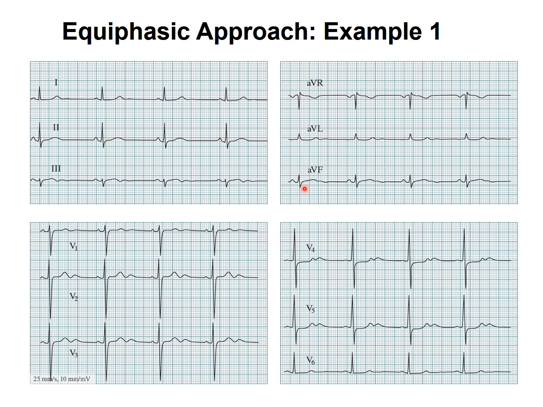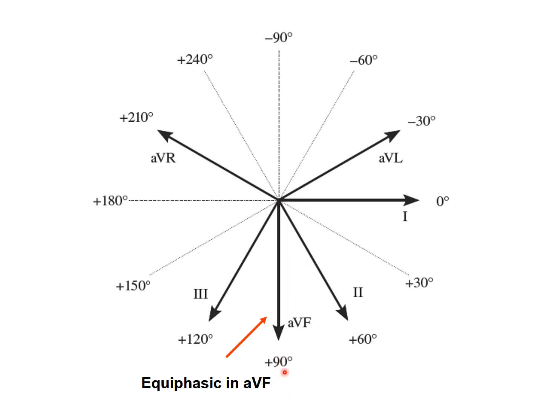AVF. What does it mean? It means that we find an equiphasic complex in AVF. Okay, so if AVF is equiphasic, the main electrical axis has to be perpendicular to this lead. This is either 0 or 180. So we have to look at lead 1, for example, to see whether it's positive or negative.